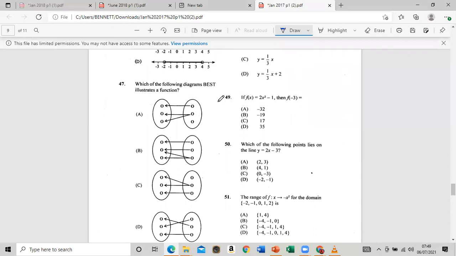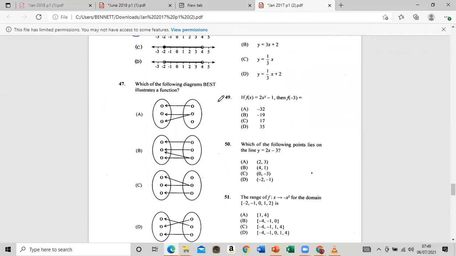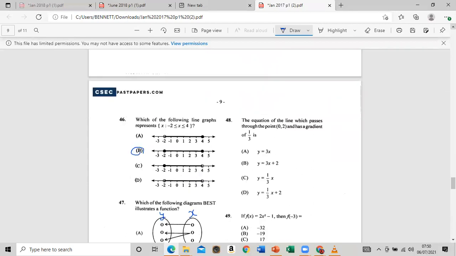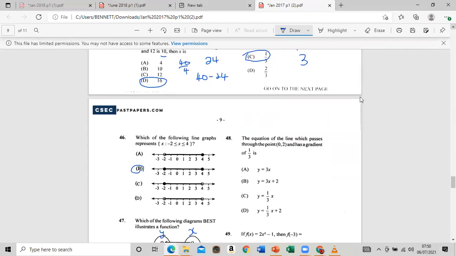Which of the following diagrams best illustrates a function? So we know which way we are coming from, right? These are the X this time. They turned it around. They might try to trick us, but they can't trick us. So we are looking for 1 x going to 1 y. And that's D. See here? 1 x maps onto 1 y.